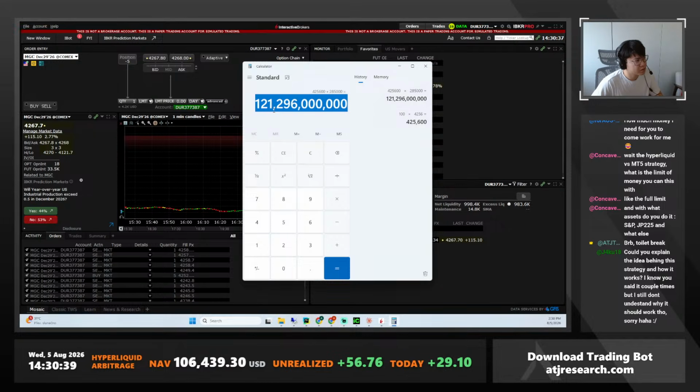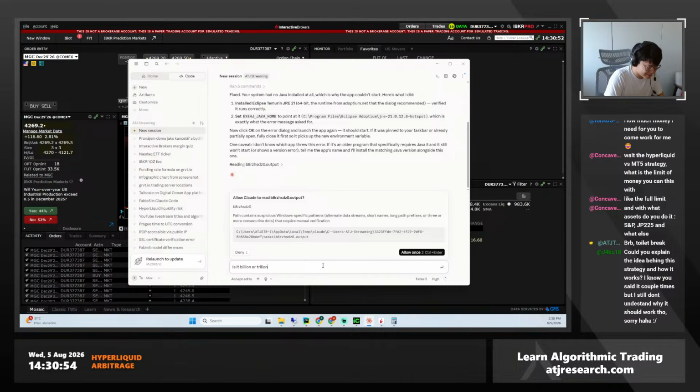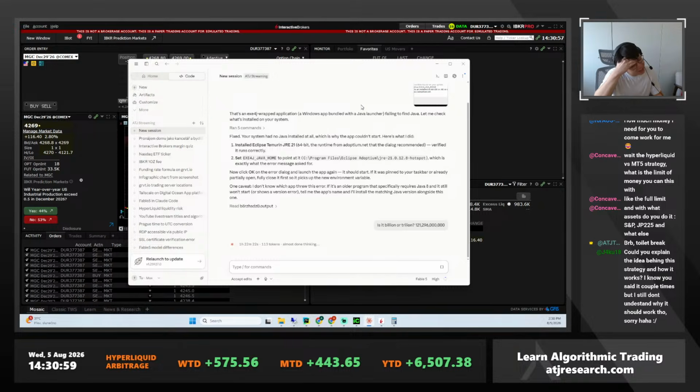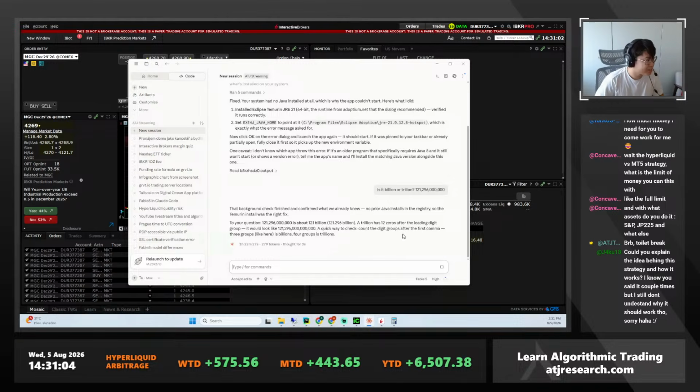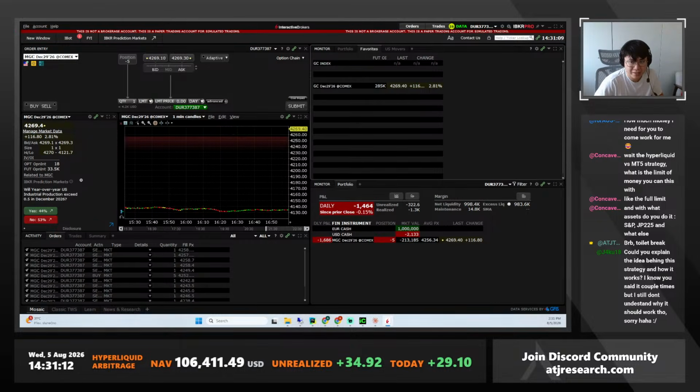Is it billion? This number is so large, I don't know what it's called. Is it billion or trillion? Guys, I never use such large numbers. It's billion, okay. Those zeros. Okay, so it's 121 billion USD in open interest, right? So that's how you know that it's very liquid.